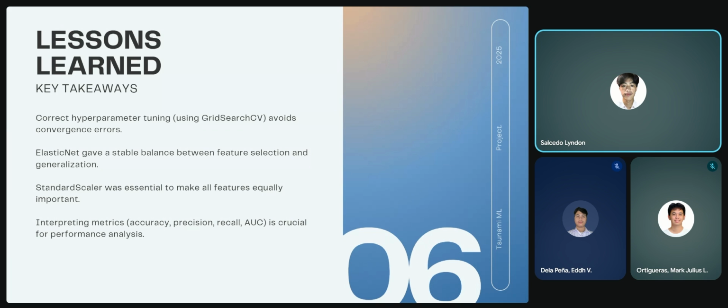AUC tells us how well our model separates classes, not just how many predictions it gets right. So if two models have similar accuracy, the one with the higher AUC is actually better at distinguishing between positive and negative outcomes. That's why understanding AUC really gives us deeper insight into our model's true performance.